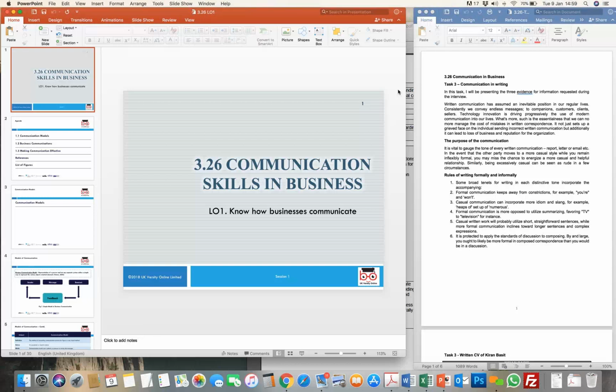So your portfolio will actually be a combination of a Word document, which is a bit of an essay-style activity that you've done, and then the other one would be primarily your PowerPoint presentation.